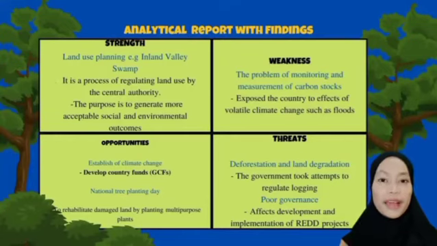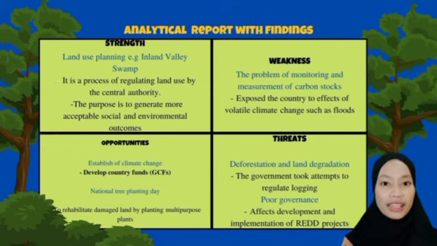Analysis report with findings. There are 4 elements that I will describe in this section. The first element is strength. One of the major strength factors is land use planning, such as in the Inland Valley Swamp. Land use planning is a process of regulating land use by the authorities, so it aims to generate more acceptable social and environmental outcomes.